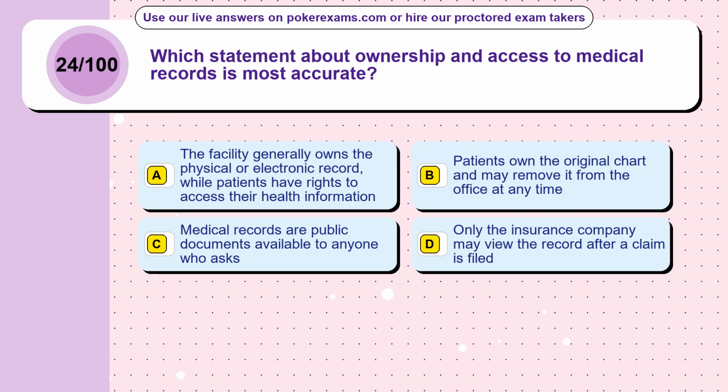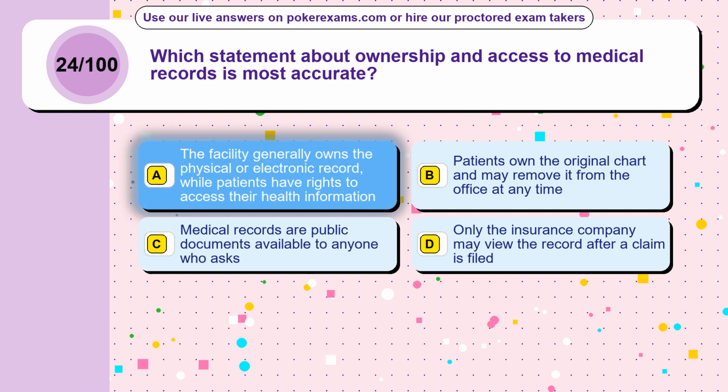Question 24. Which statement about ownership and access to medical records is most accurate? Option A. The facility generally owns the physical or electronic record, while patients have rights to access their health information. Option B. Patients own the original chart and may remove it from the office at any time. Option C. Medical records are public documents available to anyone who asks. Option D. Only the insurance company may view the record after a claim is filed.